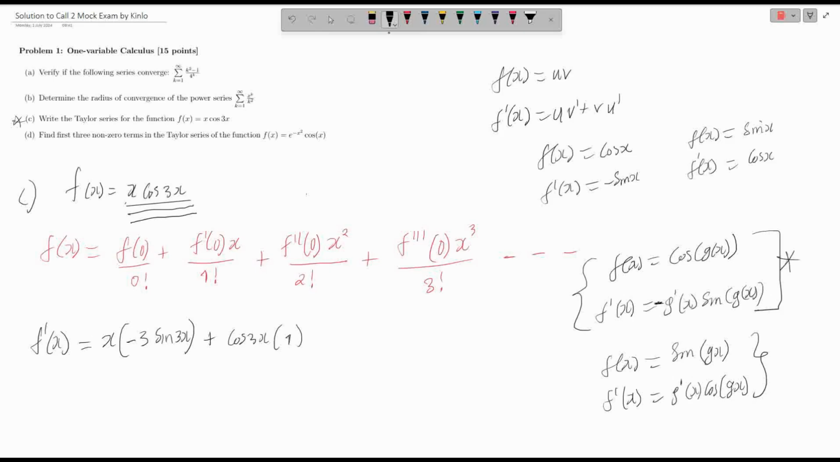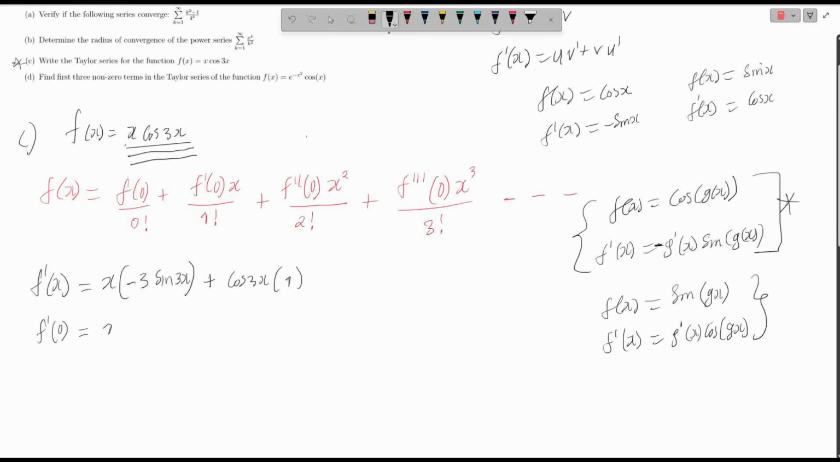So in this case, we're going to look for our f prime of 0. We simply put 0 here. Inserting 0 here, we're going to have cos 0, which is 1. So our first derivative is 1.